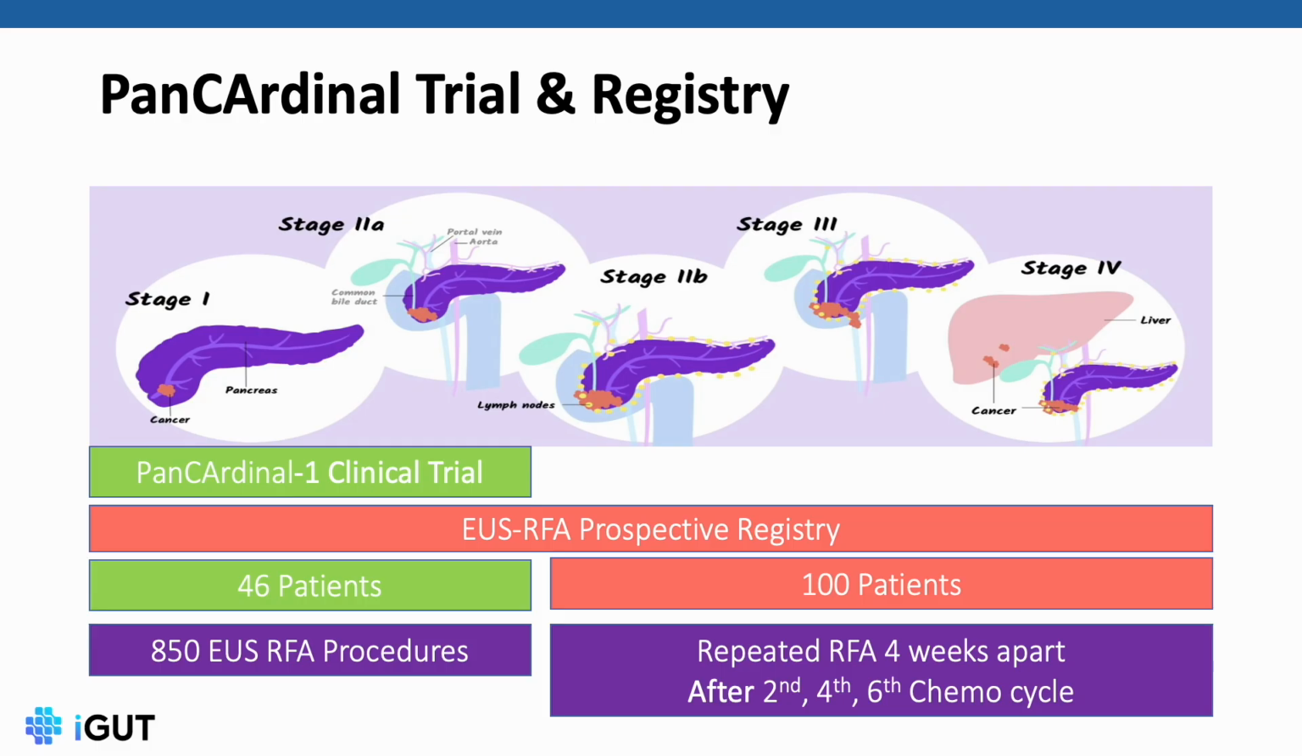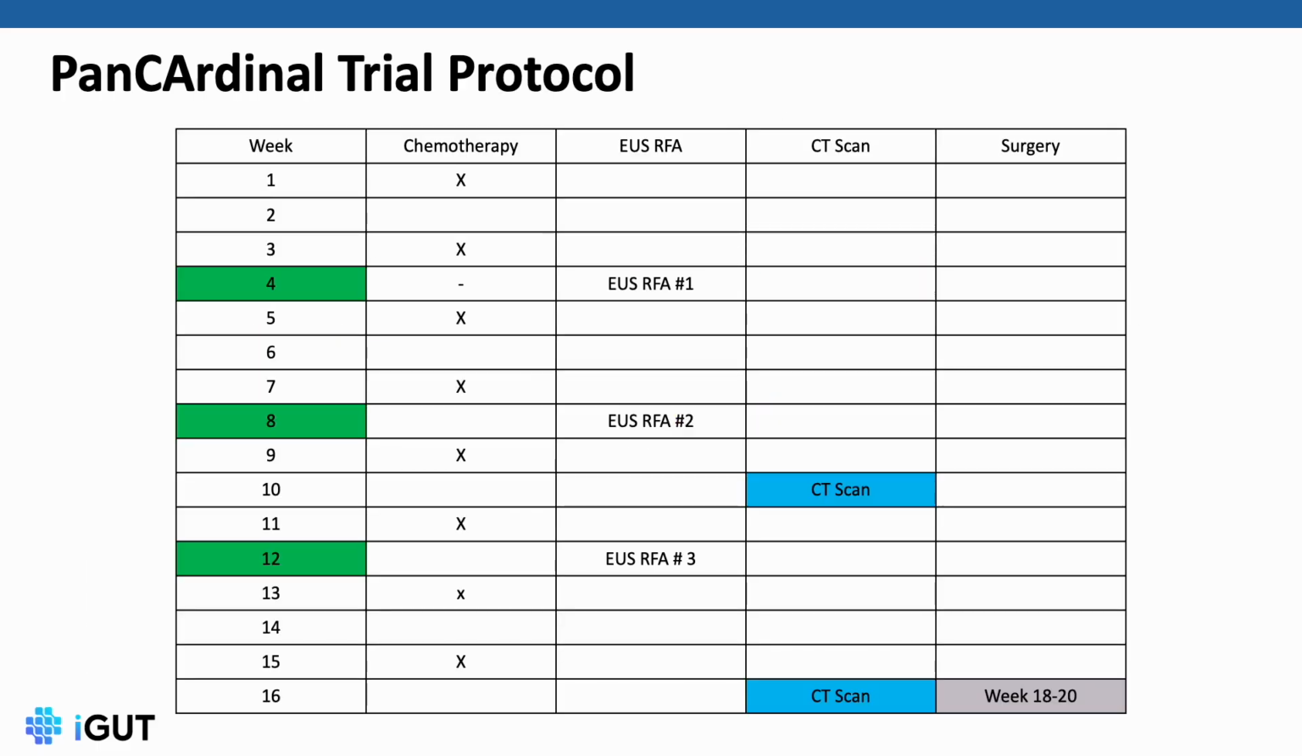In the prospective trial, we currently do RFA 4 weeks apart, after the second, fourth, and sixth week cycle of chemotherapy. This is how the Pan-Cardinal trial protocol looks like, where you can see the weeks of chemotherapy, weeks where we do EUS RFA, where the patient gets a CT scan, and where the patient goes for surgery. So let's review some of the data from both trials.